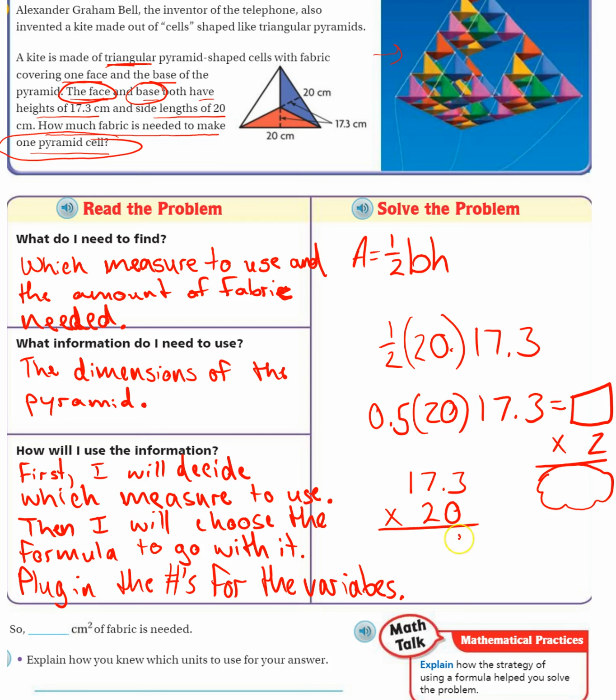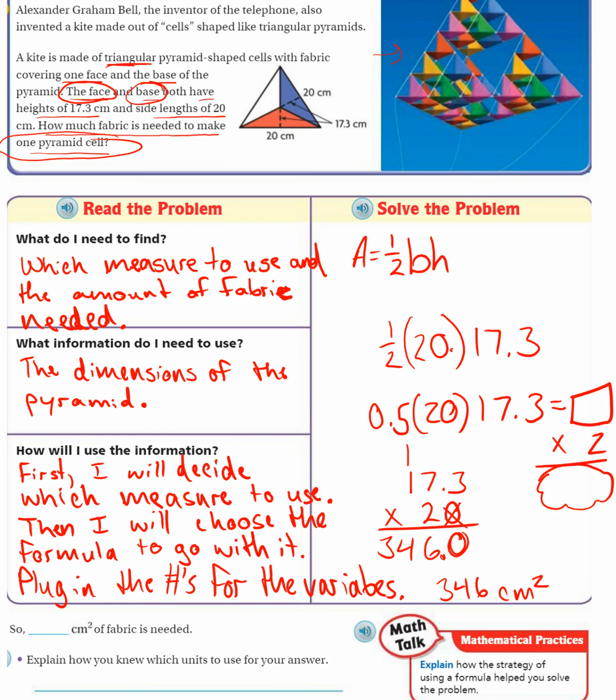Okay, so 0 times 3 is 0. That's all going to be zeros. Kiss that 0 goodbye. 0 placeholder. 2 times 3 is 6. 2 times 7 is 14. 2 times 1 is 2, plus 1 is 3. Move my decimal over 1, so you get 346, and it's centimeters. And since we're talking about area, it's centimeters squared.